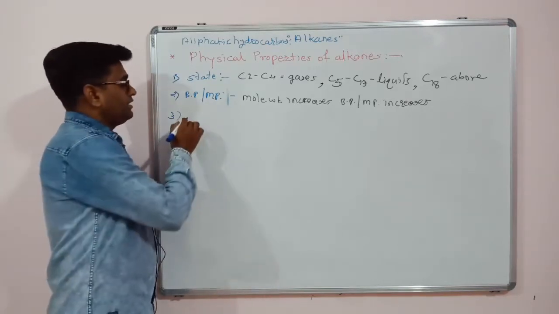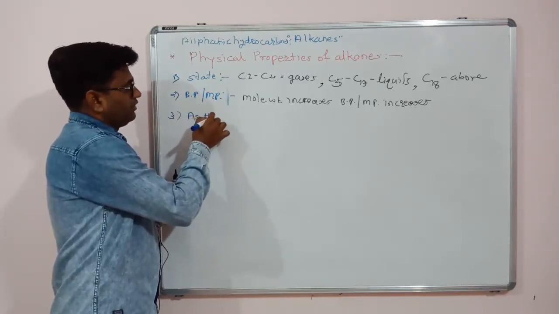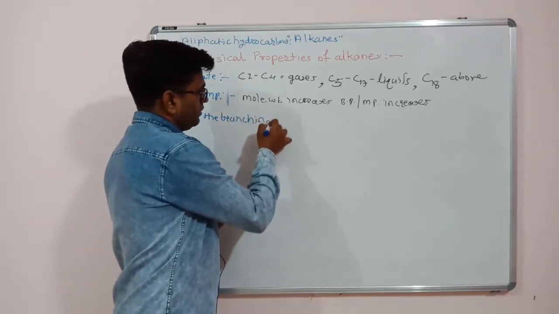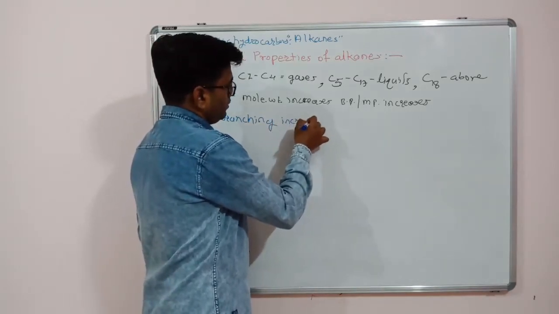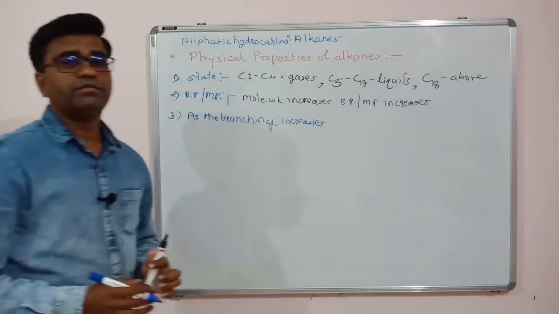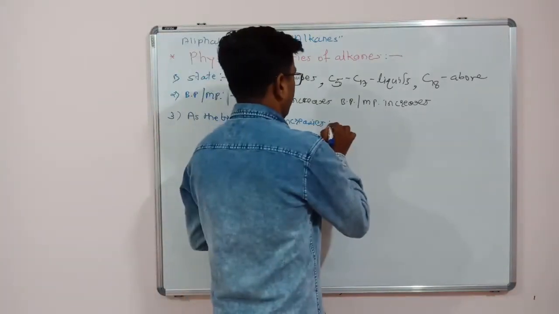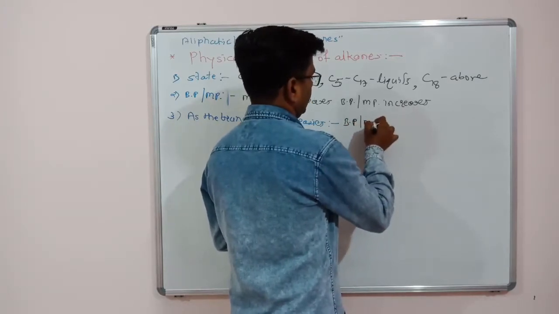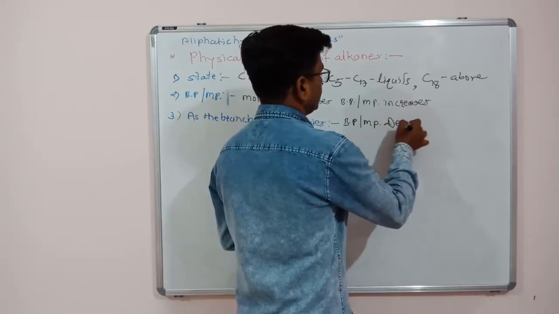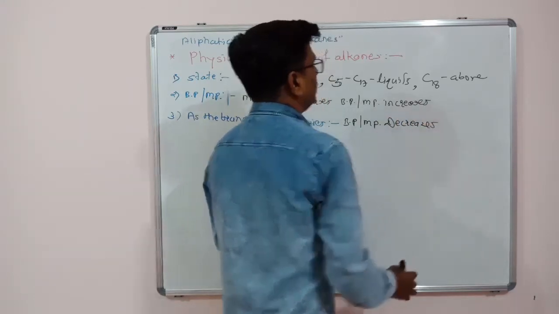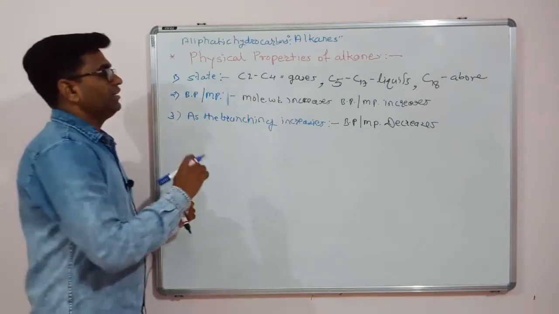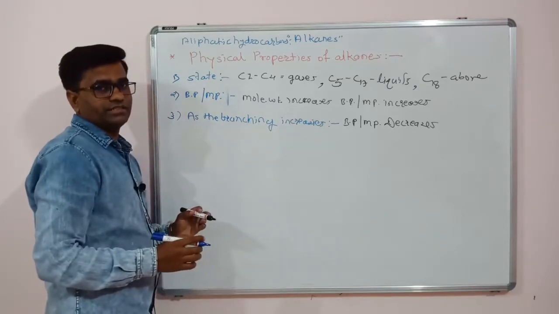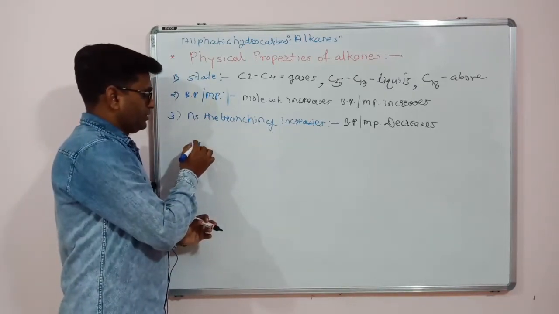Next, as the branching increases, boiling point and melting point decrease. Friends, as the branching of the molecule increases, the boiling point and melting point decrease. Why so? See here. Suppose we have a butane.